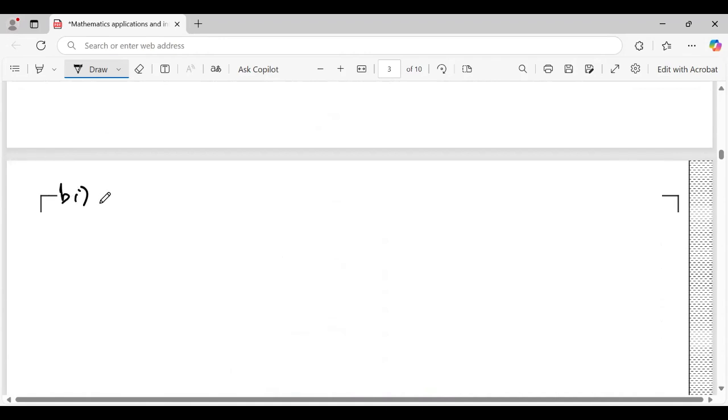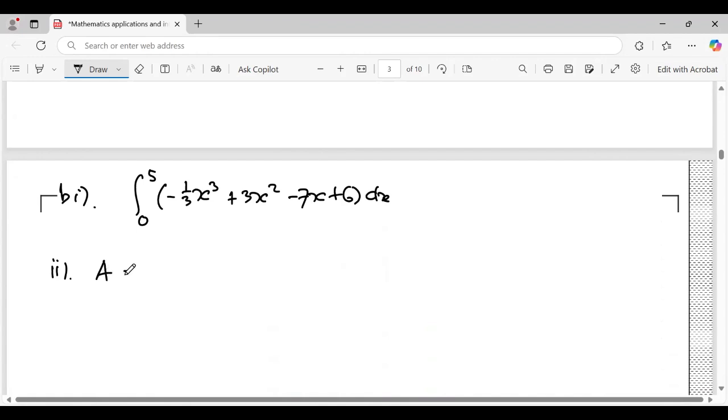B, part 1. The integral from 0 to 5 of the function 1/3 x cubed plus 3x squared minus 7x plus 6 dx. This is part 1. And part 2, calculate the area.